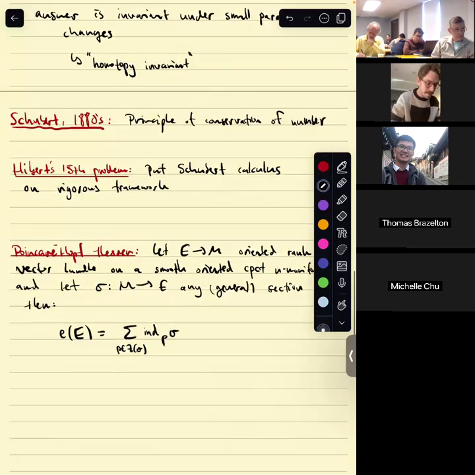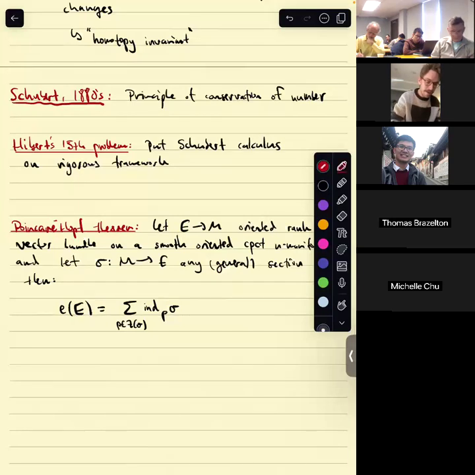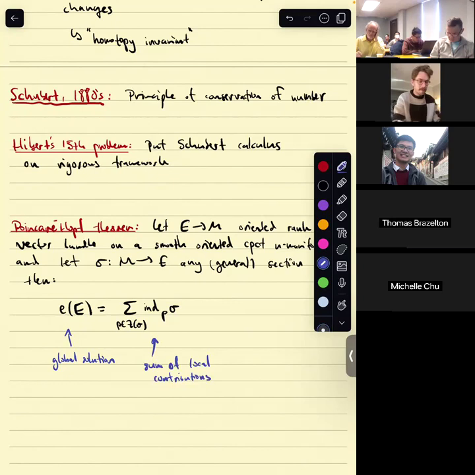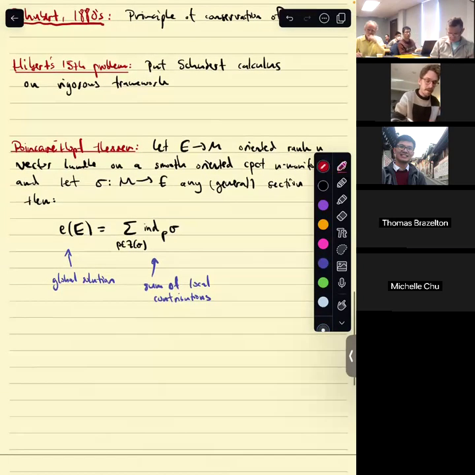Okay, so what's happening here? I've got some sort of global solution, and it can be computed as a sum of local contributions. So let me make this a little bit more precise with an example.